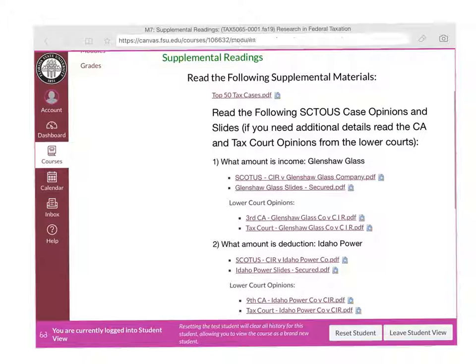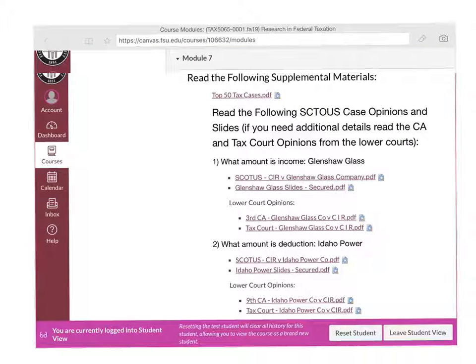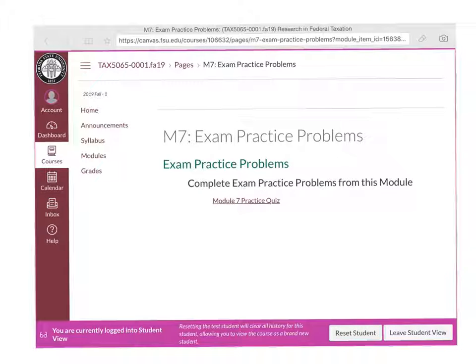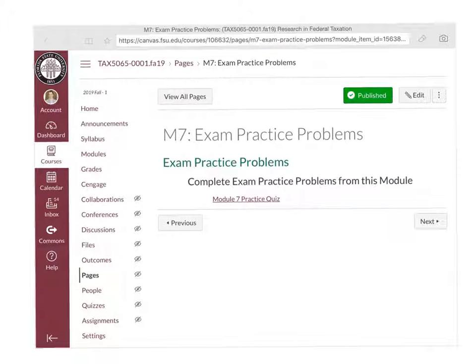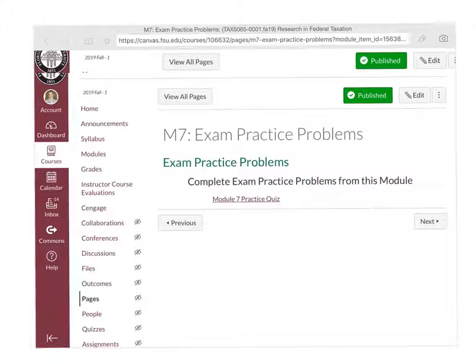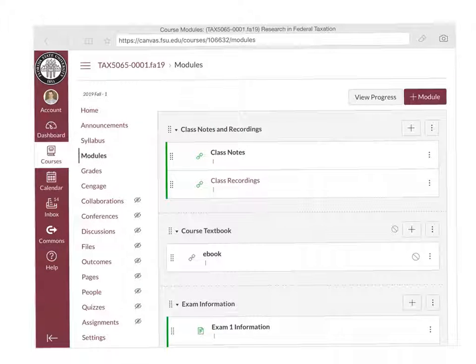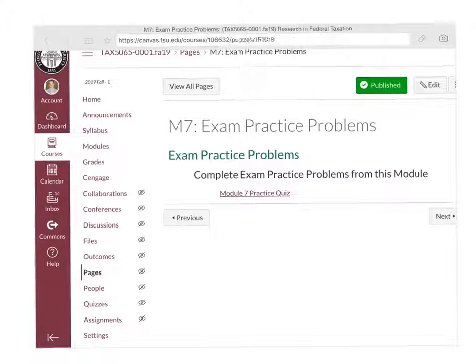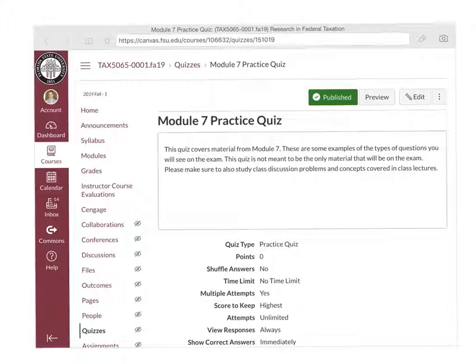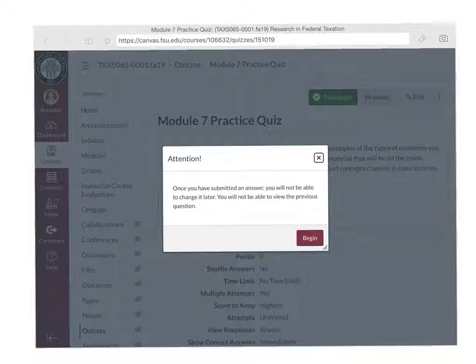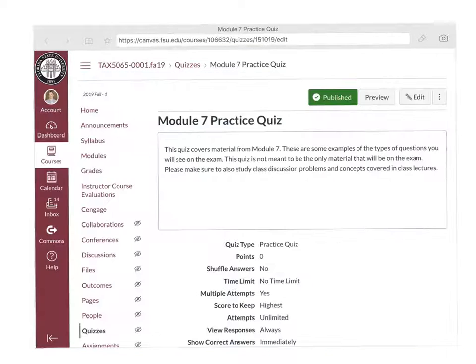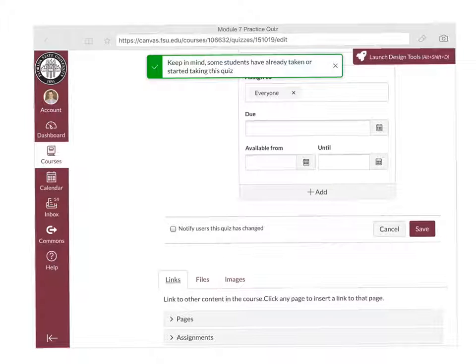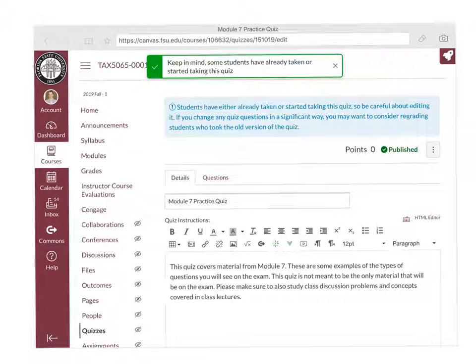Before you go, as I mentioned, let me do this. Leave student view. The last thing I want to do, modules. Oh, wait, it's right there. Sorry, my apologies. If I go back, we'll go back to that. Oh, it did. No. Edit. Hey, it says someone already took the quiz.